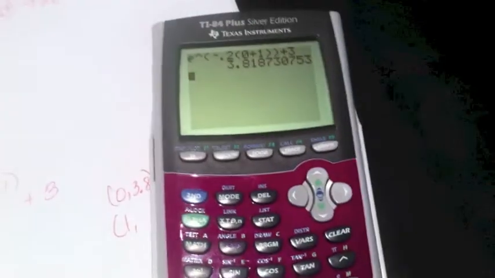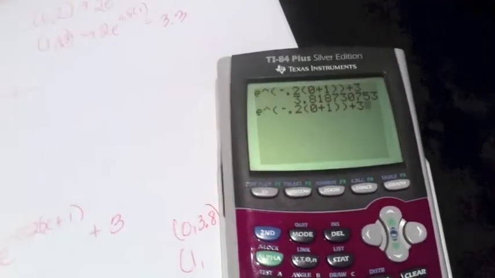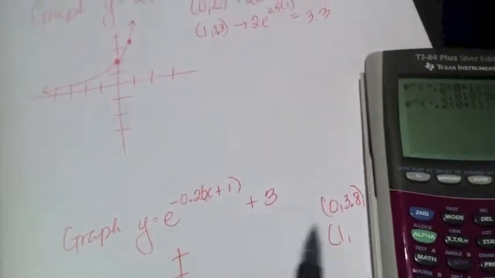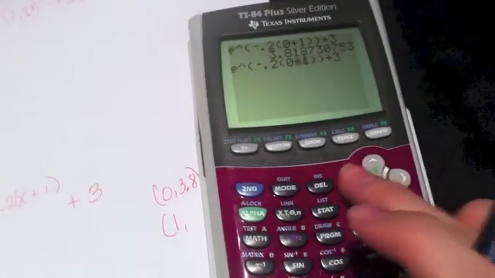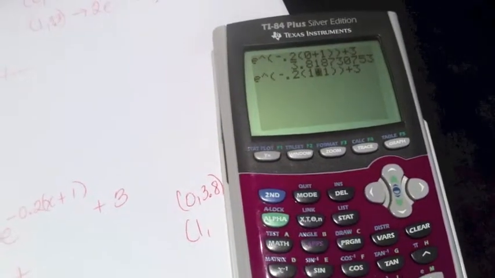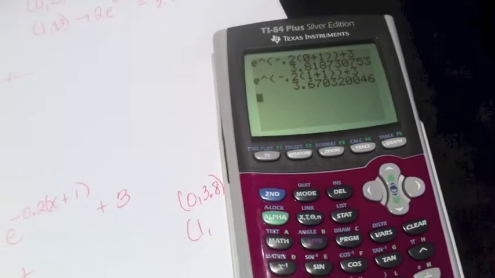Now, same trick. I'm going to do second enter. So second enter brings up what I just typed in. The only thing that's changing now is this x is now going to be a 1. So I'm going to go over, right there, and I'm going to change it to a 1. And then I get, we'll say 3.7.